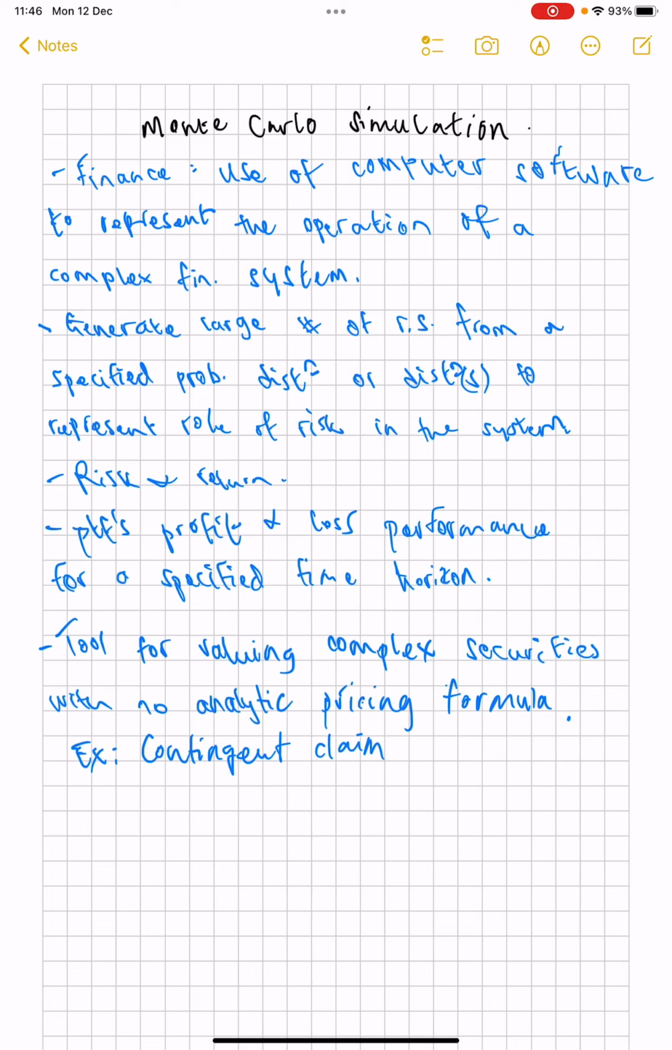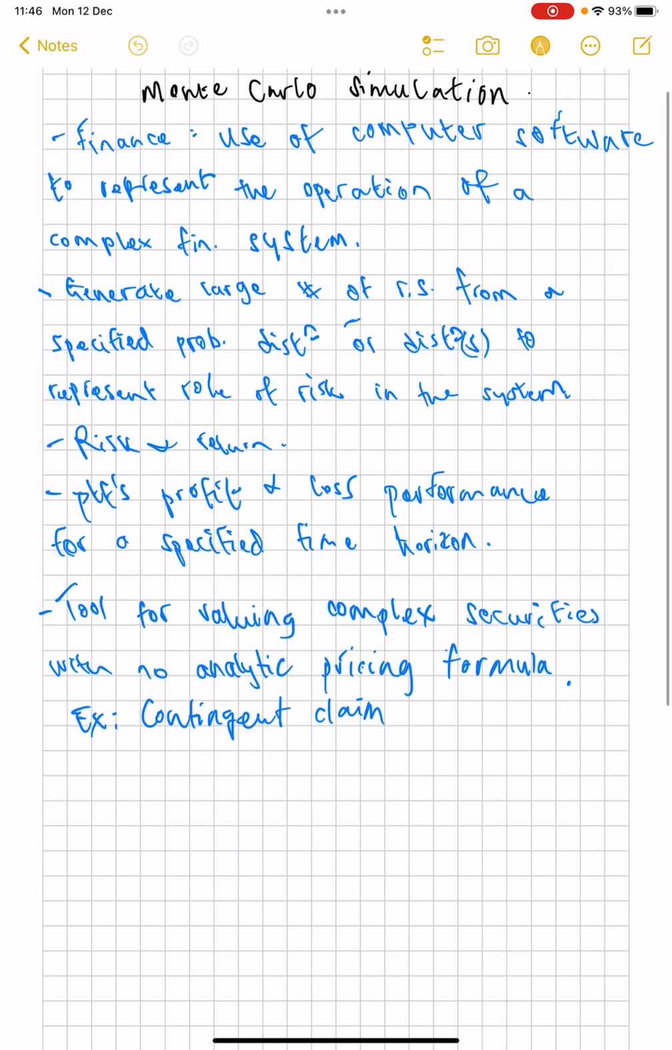So in this video, we're going to introduce the concept of Monte Carlo simulation. Its use is mostly in finance, where you make use of computer software to represent the operation of a complex financial system. You want to generate a large number of random samples from a specified probability distribution or distributions to represent the role of risk in the system. It's used to compute the risk and return of an investment.